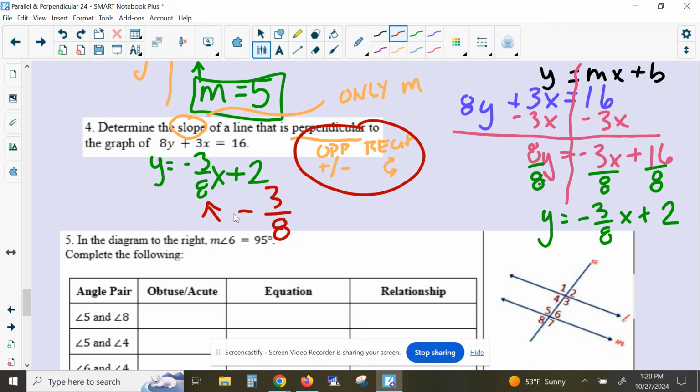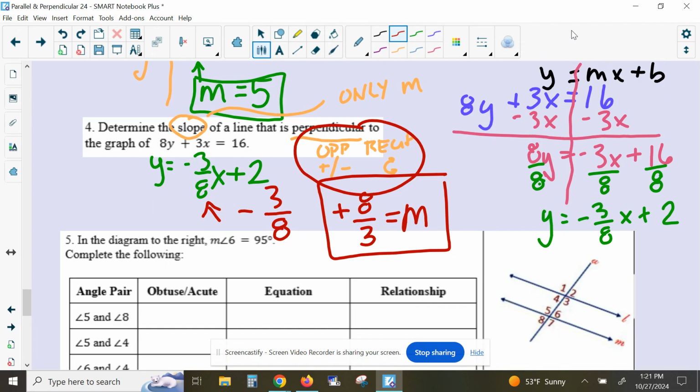So opposite means I change the sign to a positive. And reciprocal means I turn it upside down. So positive 8 over 3 is going to be our new slope. And that is all they ask for. Determine the slope of the line that's perpendicular to this guy. We just had to do a little algebra here to move stuff around.